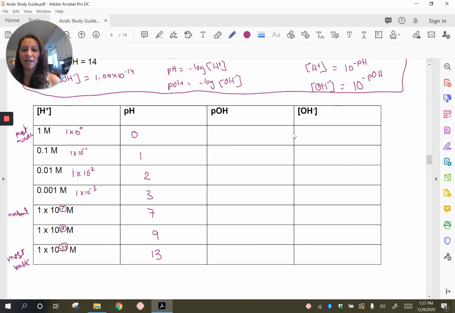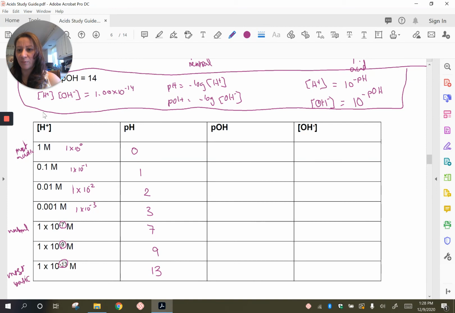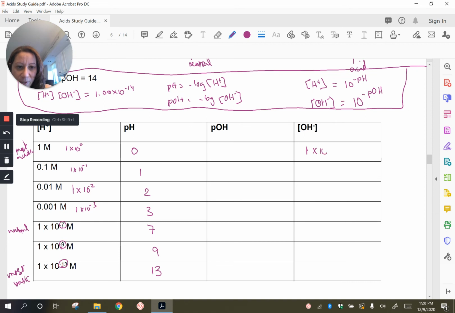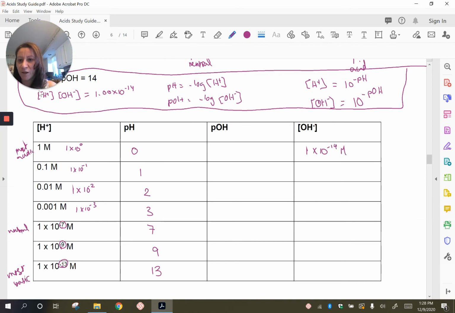Okay, now let's look at the OH minus concentration for the same substances. I know that if I multiply H plus times OH minus, I get 1.0 times 10 to the negative 14. So if I plug 1 molar here and solve for the OH minus, I'd get 1 times 10 to the negative 14 molar. How about this one? If I plug 0.1 here, then this is 1 times 10 to the negative 13 molar. The next one, 1 times 10 to the negative 12 molar.